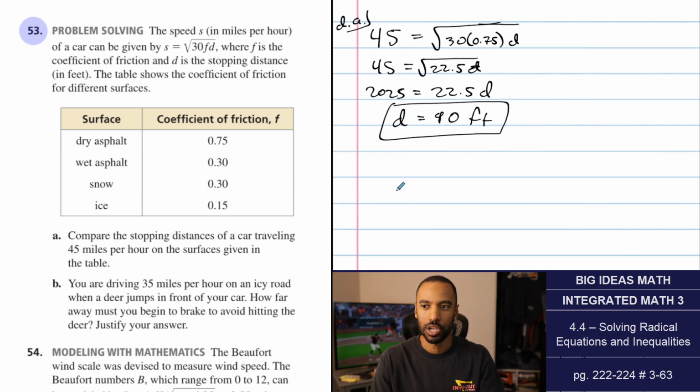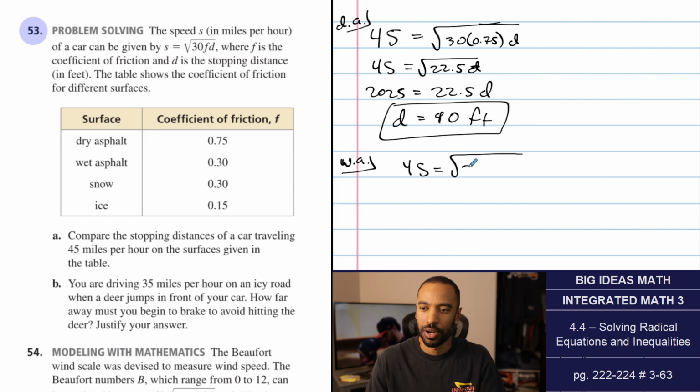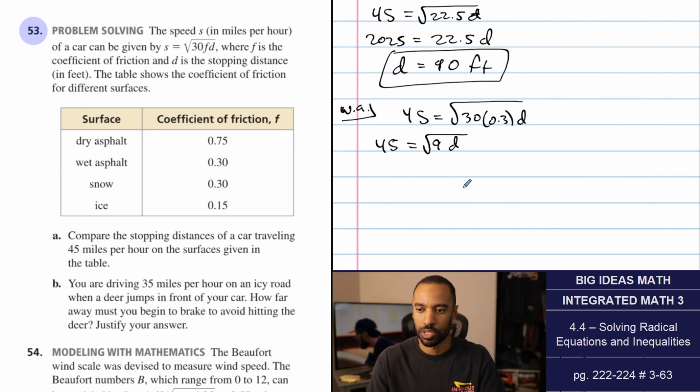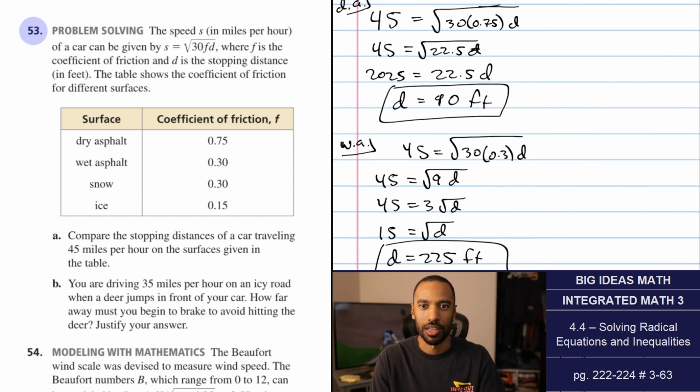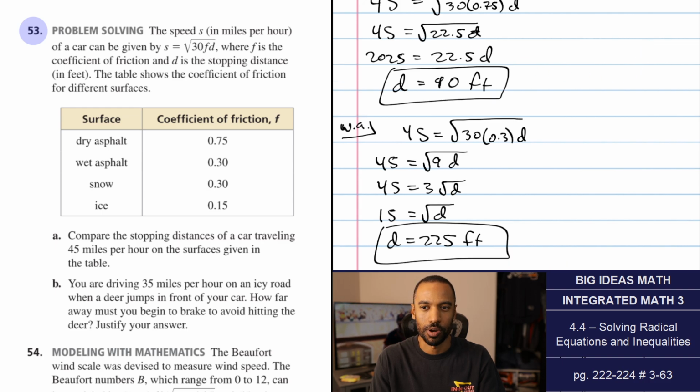How about wet asphalt? A lesser coefficient of friction, more distance. So, wet asphalt. 45 equals root 30 times 0.3 times d. 30 times 0.3 is 9. So 45 equals square root of 9d. I think I can do this one. Square root of 9 is 3. So 45 equals 3 root d. Divide by 3. 15 equals square root of d. Square both sides. d equals 225. Takes 225 feet compared to the 90 feet on that one. Slick roads, man. Slick roads.